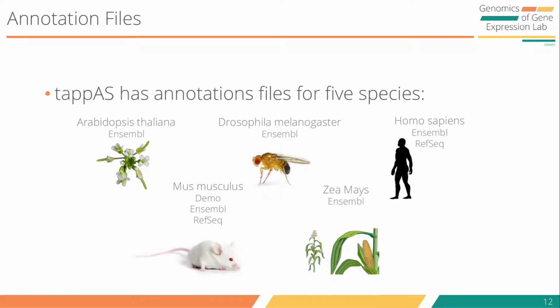tappAS has the annotation files for 5 species: Arabidopsis thaliana, Drosophila melanogaster, Homo sapiens, Mus musculus and Z. mays. Also, tappAS has a Mus musculus demo with its own design and expression matrix, so you can try tappAS if you don't have your own data. tappAS allows you to load your own annotation file, but we recommend you to use one of ours. Again, you can find more information on our website tappAS.org.